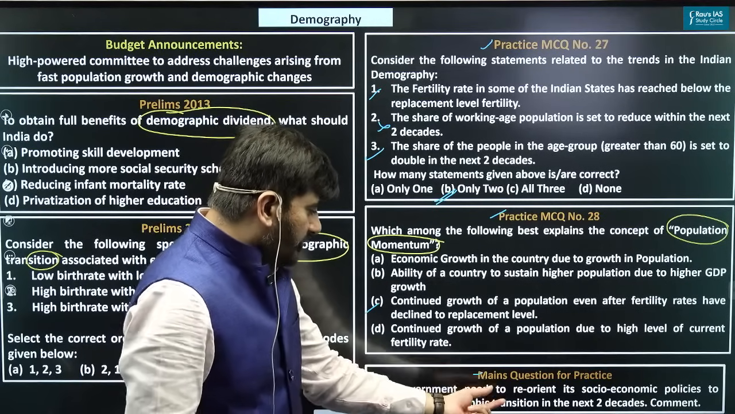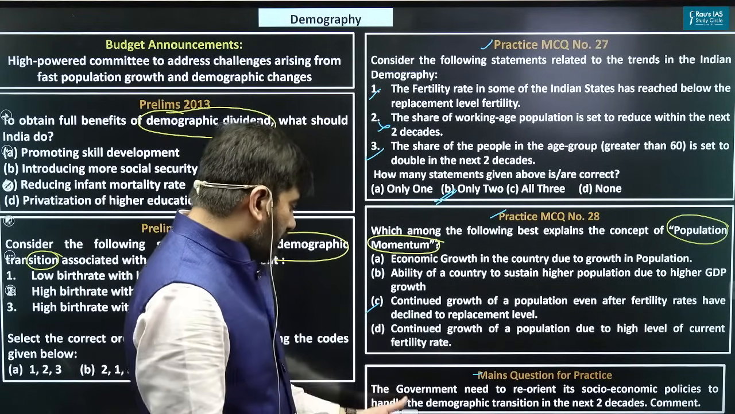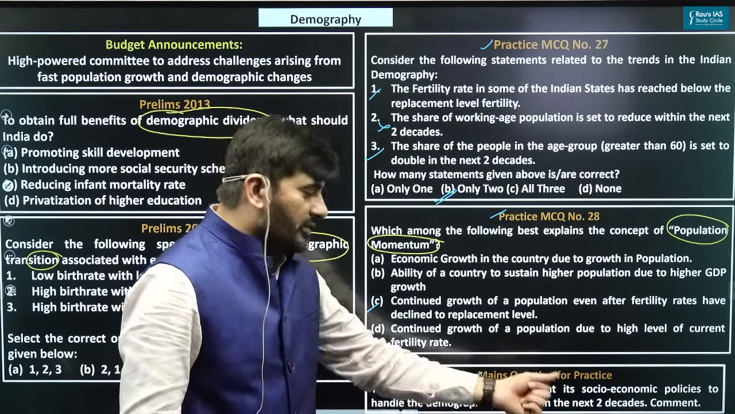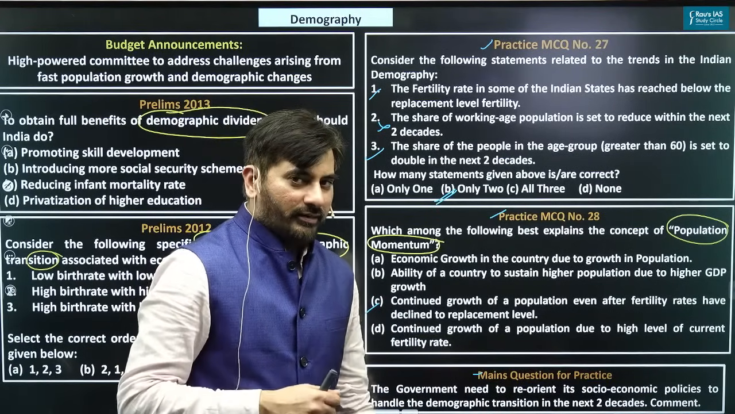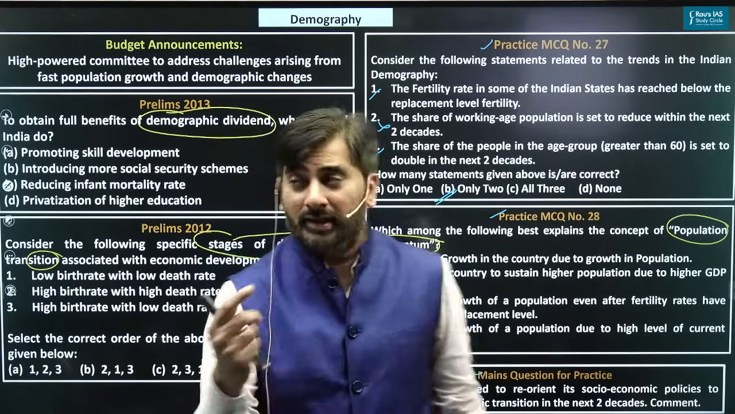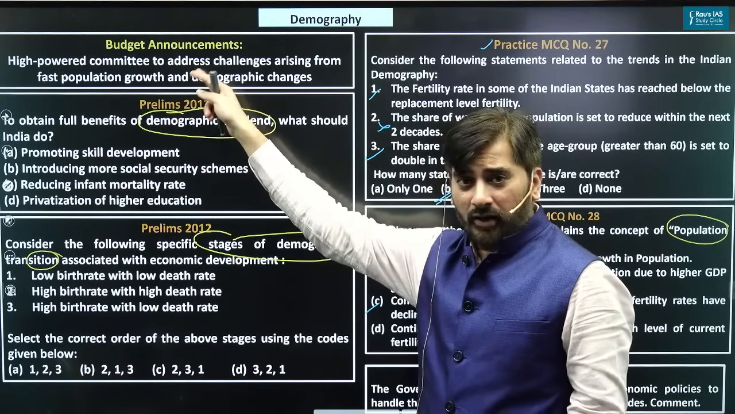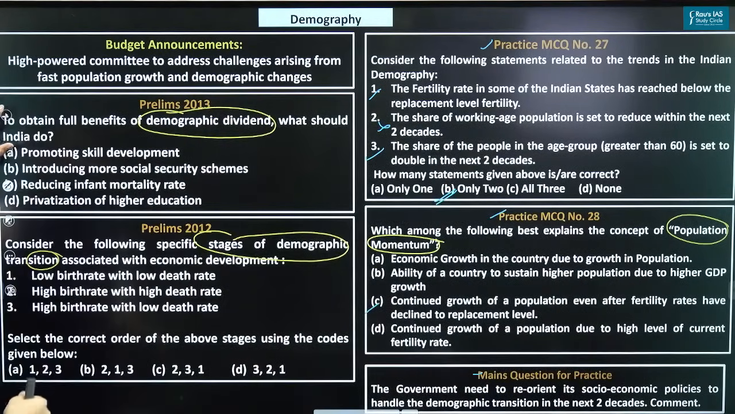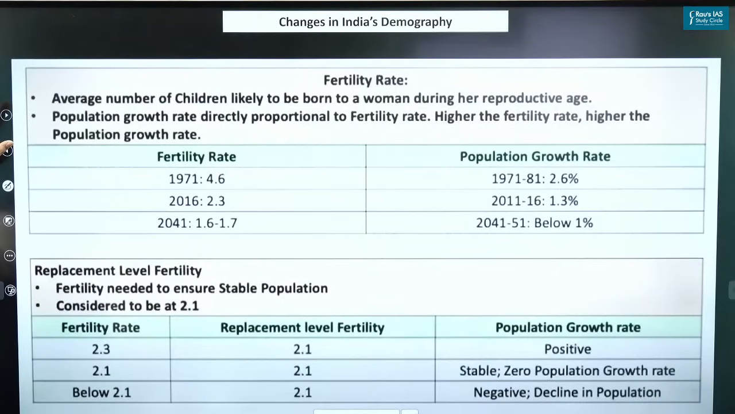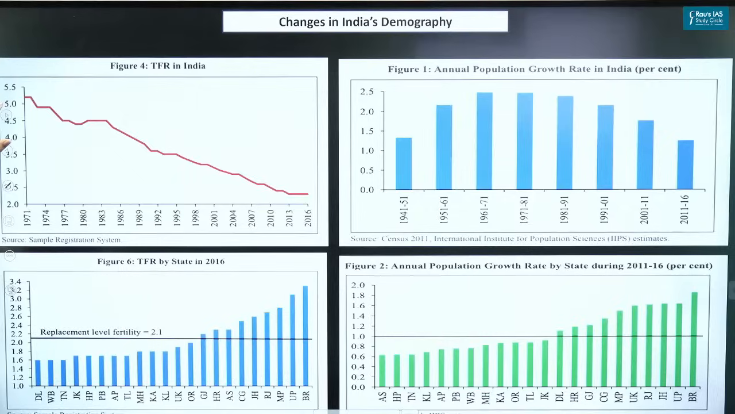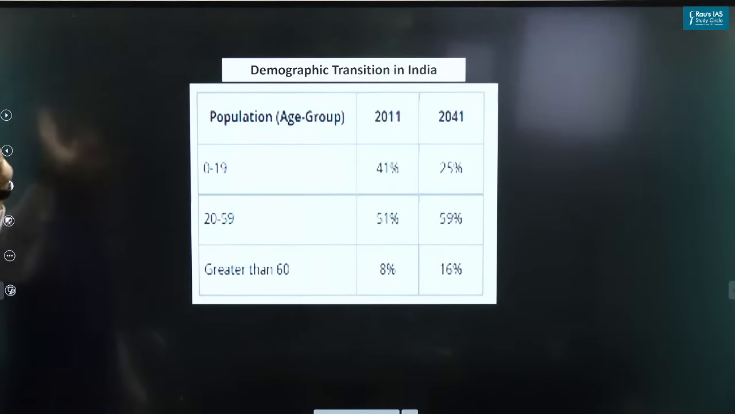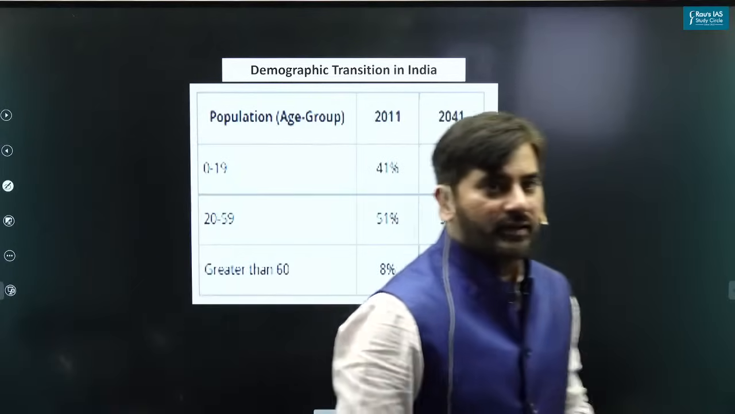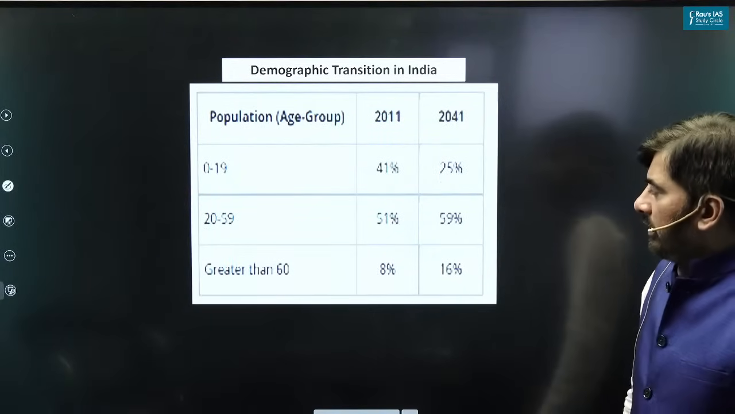The government needs to reorient its socio-economic policies to handle the demographic transition in the next 2 decades. And that is basically the mandate of this particular committee. Whatever I've explained to you is there in the slide. I hope you should be able to go through that. I have incorporated everything. Please go through that. So this is how the demographic transition is going to change.